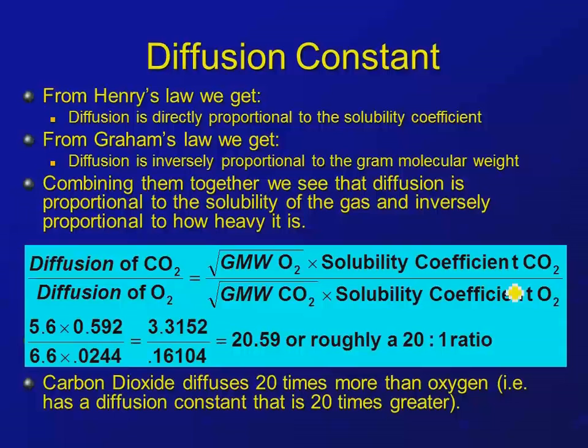Okay. So Henry and Graham's laws together say that there's different diffusion rates for different gases. Oxygen and carbon dioxide don't diffuse the same. Obviously, one's 20 times more. And it has to do with a combination of those two.